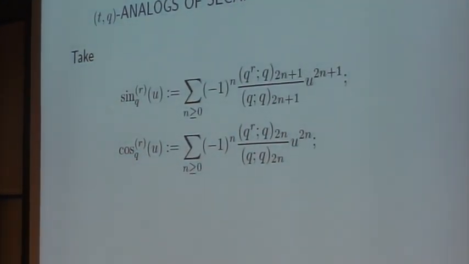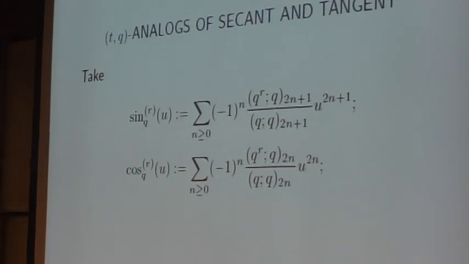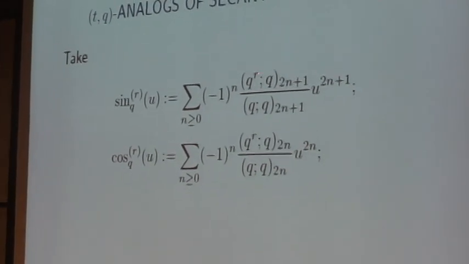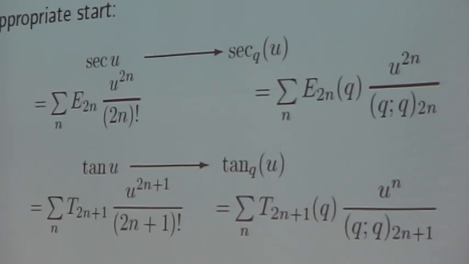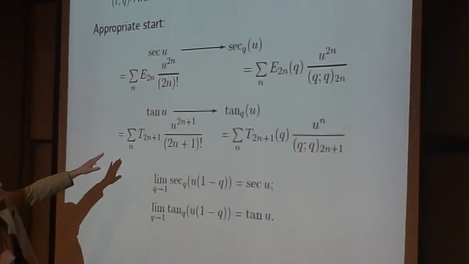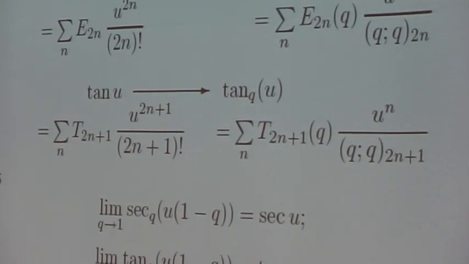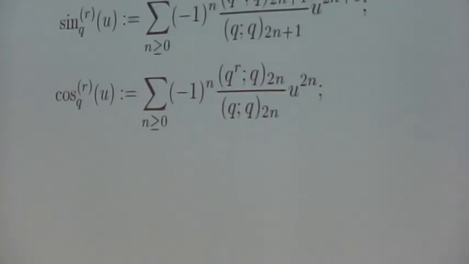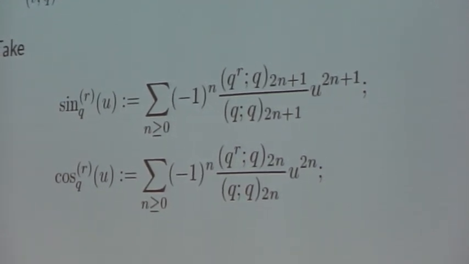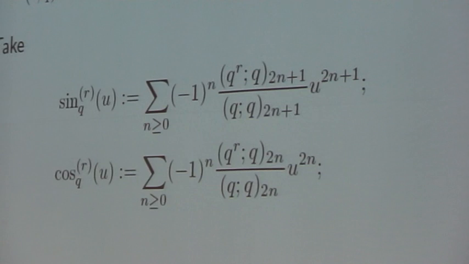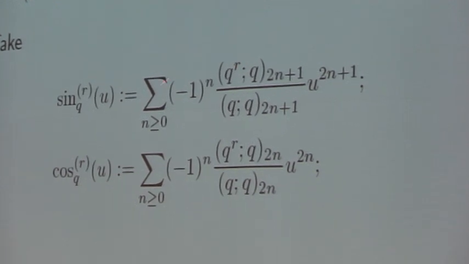Okay, so the natural thing to write: instead of having q equal to 1 here, let's replace this. Let me go back to here. This is the q-tangent of u. So what are we going to do now? We are going to define this kind of q-sine. If we had q to the r equal to 1, this would be the q-sine. So what we have done is put r in here and sum.